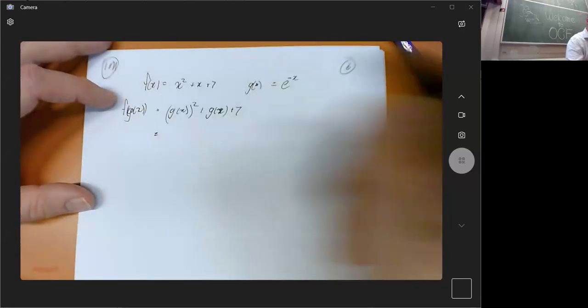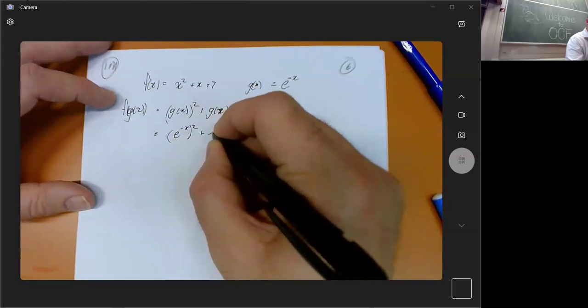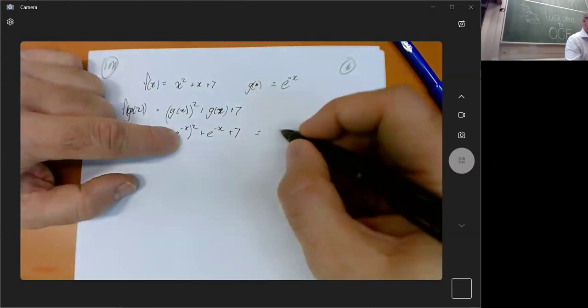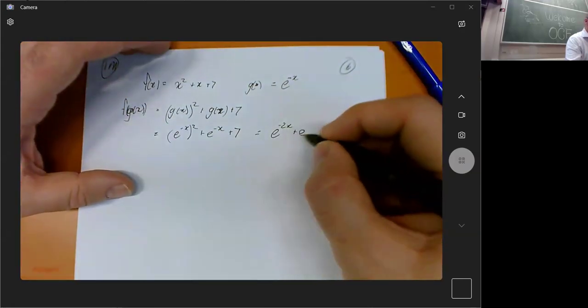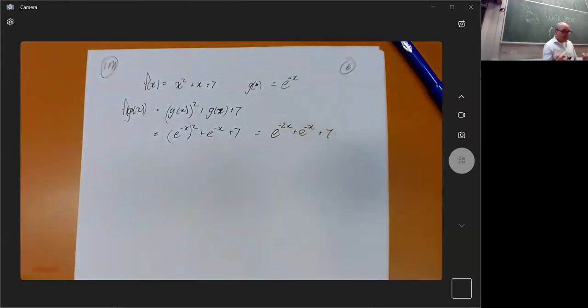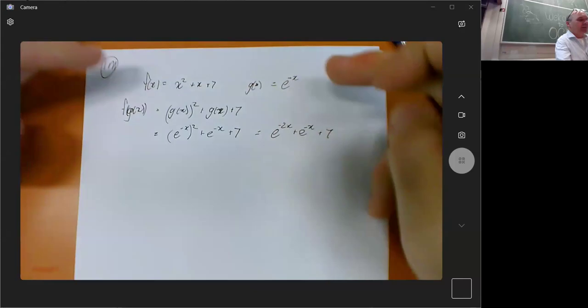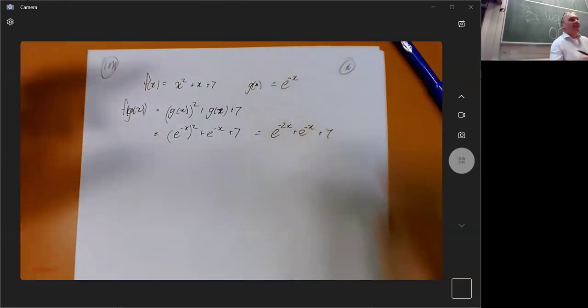And so I can then just work out what that is. E to the minus x squared plus e to the minus x plus 7. This is a bit of a trick. E to the minus 2x plus e to the minus x plus 7. The reason this is interesting is I can go backwards on that. I can actually take that and split it up like that. From the point of view of doing a derivative, this can help me actually understand it.